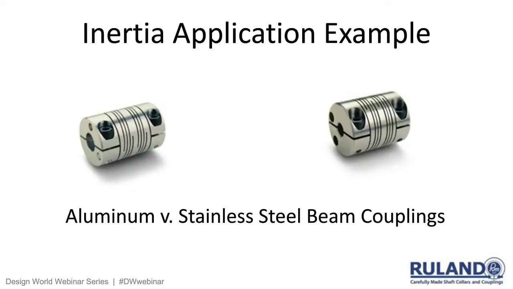And again, here's the picture of the aluminum versus the stainless steel beam coupling. The stainless steel version of the same diameter and length is much, much heavier than the aluminum version. Again, something to be careful of. Many times, if you're using an aluminum beam coupling and it does not have enough torque capacity, a better option is to go to a different type of coupling to solve the problem versus going to the much heavier stainless beam coupling. There are better options than just switching to a stainless beam.